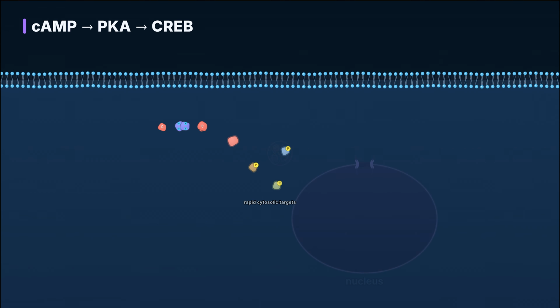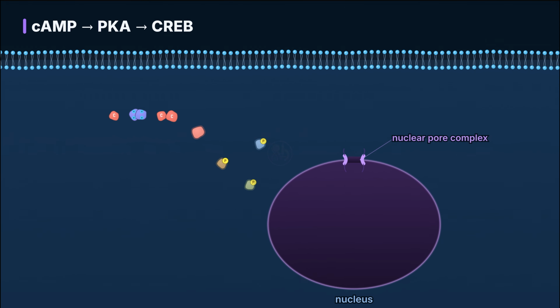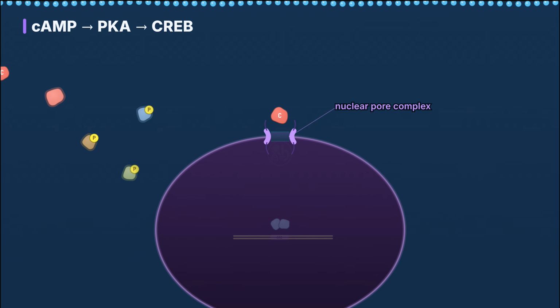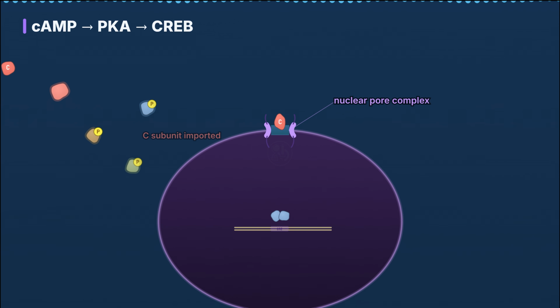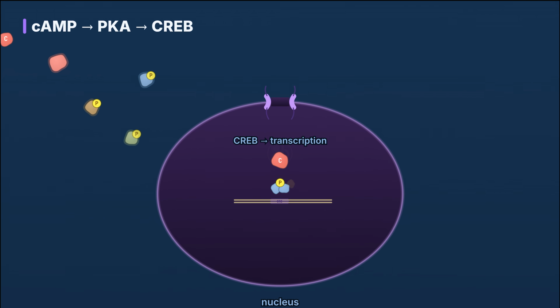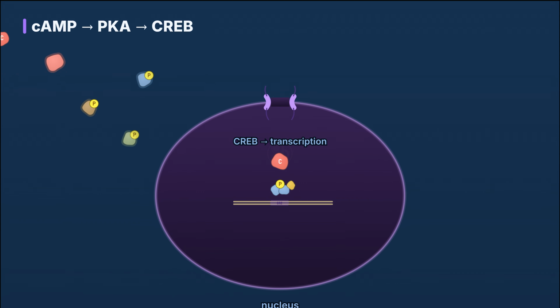PKA catalytic subunits can also act in the nucleus and promote phosphorylation of CREB. Phosphorylated CREB works with co-activators to regulate the transcription of selected genes. GS can therefore produce both rapid cellular responses and slower changes in gene expression.